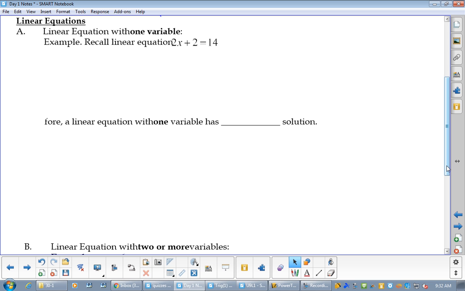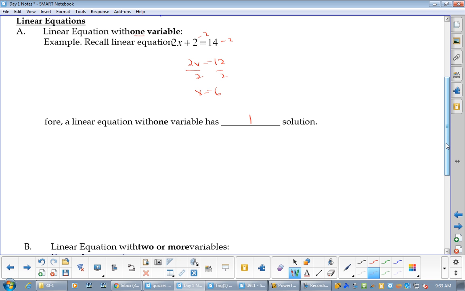Now, here's an example of just a nice, simple linear equation with just one variable. So I've got 2x plus 2 equals 14. I'll subtract 2. I've got 2x equals 12. Then I'm going to divide by 2. x equals 6. That's one variable, one equation. Therefore, a linear equation with one variable has one solution.